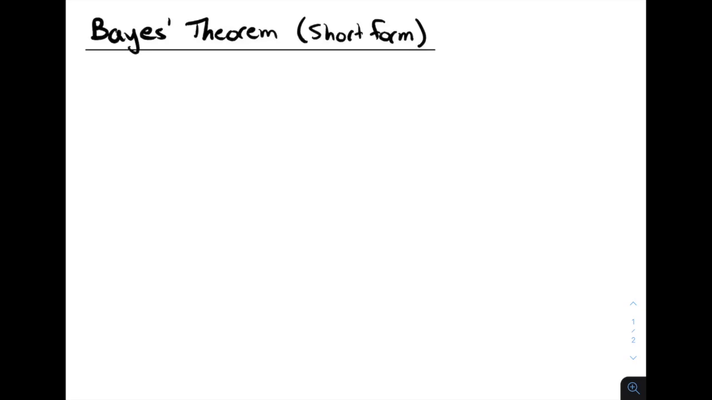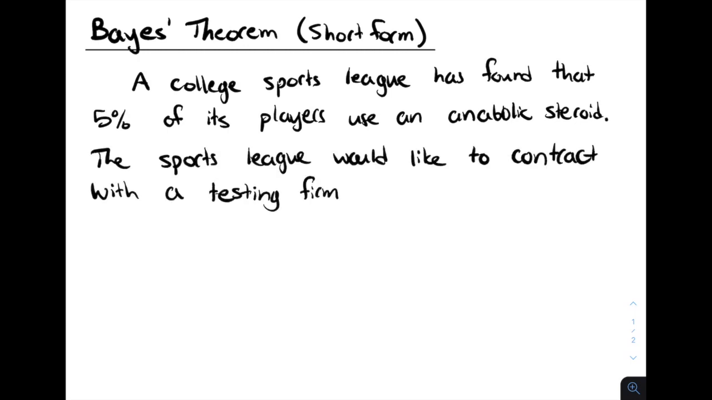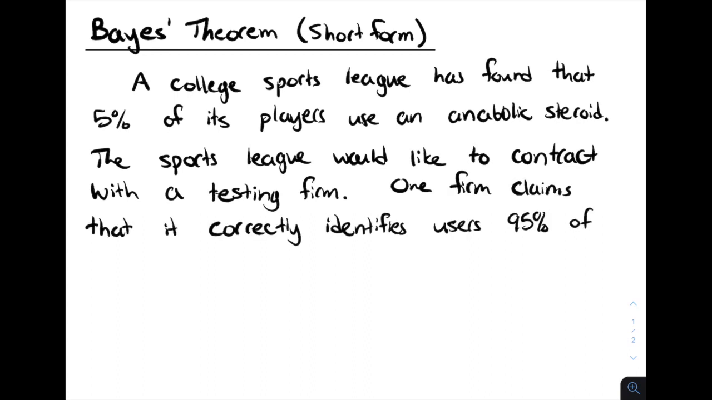A college sports league has found that 5% of its players use an anabolic steroid. The sports league would like to contract with a testing firm. One firm claims that their tests correctly identify 95% of users, and that non-users only test positive 6% of the time.